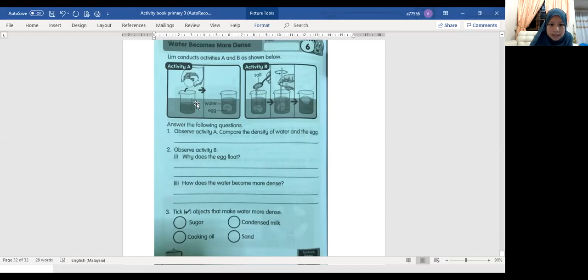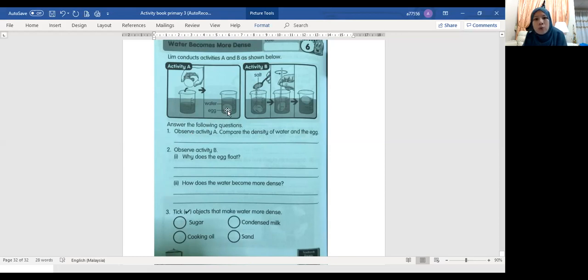Okay, let's discuss the question on page 68. Lim conducts activity A and B as shown below. In activity A, they put an egg in the water, and in activity B, they put salt in the water. Observe activity A. Compare the density of water and the egg. In activity A, what can you see? Does the egg float or sink? As you can see, the egg sinks. So your observation here is the egg sinks.